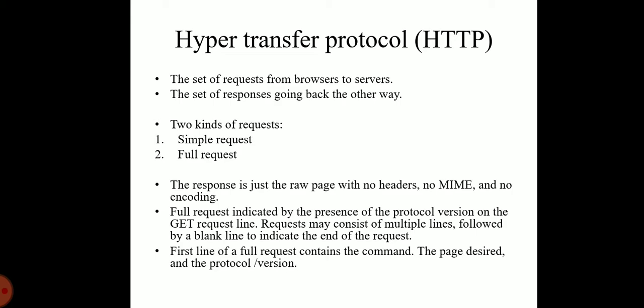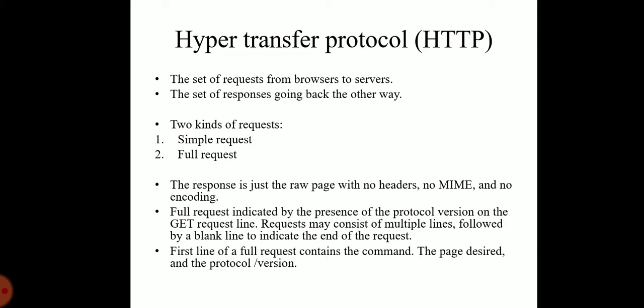All the new versions of HTTP support two kinds of request, that is a simple request and a full request. A simple request is just a single GET line, namely the page desired, without the protocol version. The response is just the raw page with no header, no MIME and no encoding. To see how this works, try making a telnet connection to port 80 of www.w3.org and then type GET /hypertext/WWW/TheProject.html.